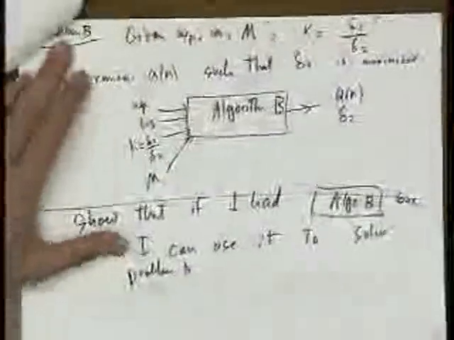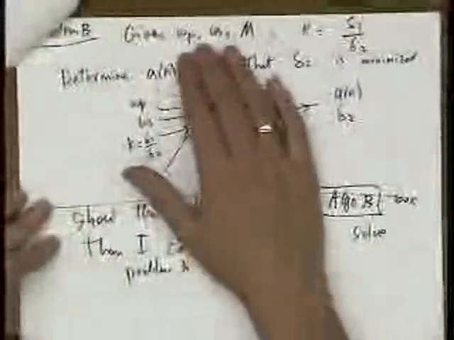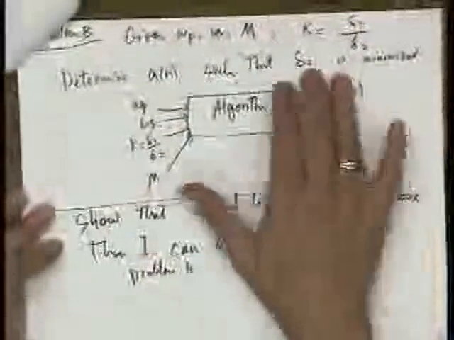And then we talked about reducing that problem to problem B, which says: given omega p and omega s, the pass band and stop band frequencies, and M, which is the number of taps, and K, the ratio between the ripple in the pass band and stop band, determine A such that delta 2 is minimized. So this is problem B.